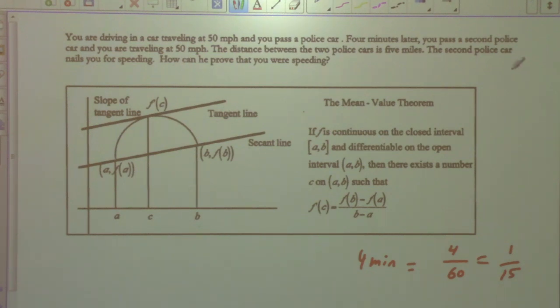So anyway, that's going to be the amount of hours it took. Let's see, you went 5 miles divided by 1/15th, right? 5 divided by 1/15th is the same as 5 times 15, which equals 75. So they can prove, if they have that documentation, that even though they were going 50 when they passed, the average speed was 75 miles an hour, which means at some point they had to be going even faster. They can mathematically prove it.